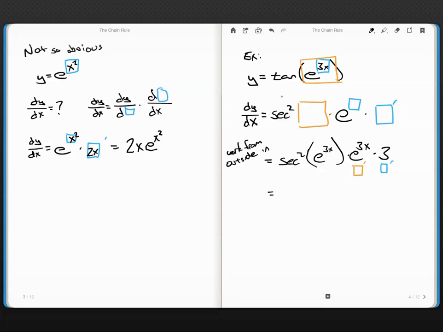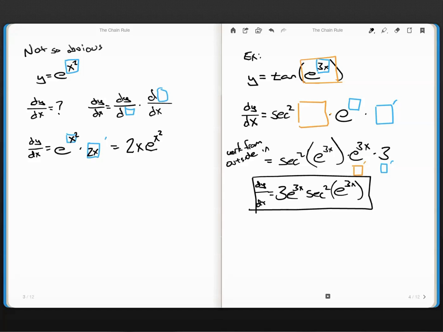So my outermost function is tangent, so the derivative of tangent is secant squared. Everything here stays the same. The next function is exponential. Well, exponential, e to the 3x, is e to the 3x, times the derivative of whatever this innermost function was, which is 3. And a cleaner way to write this would be 3 e to the 3x secant squared of e to the 3x. All right, and that's our final answer. That is dy/dx.